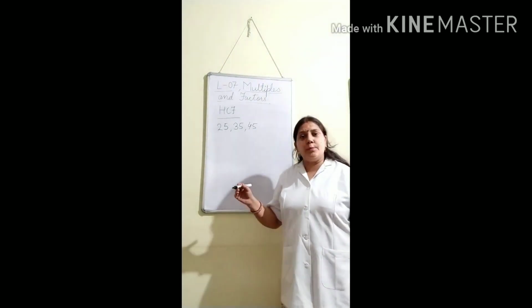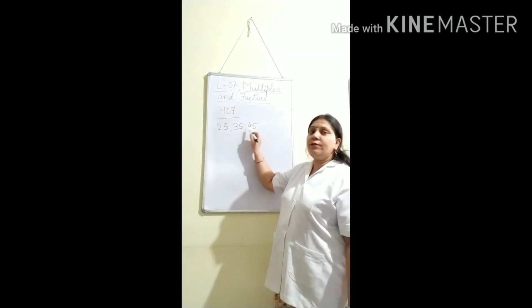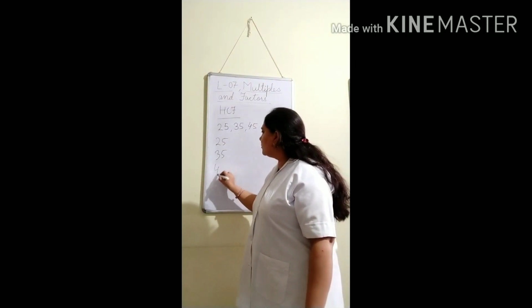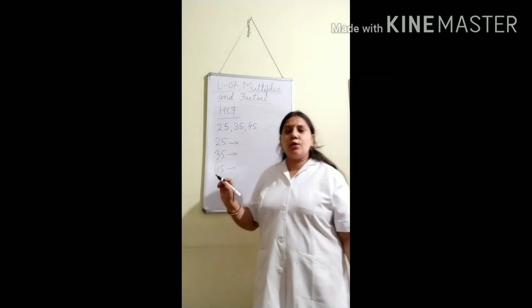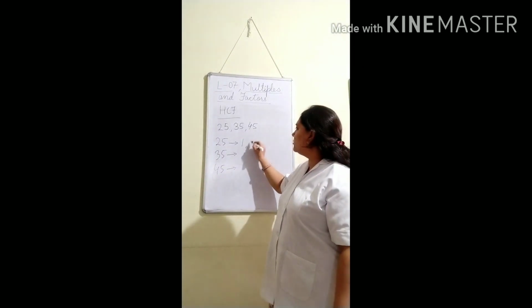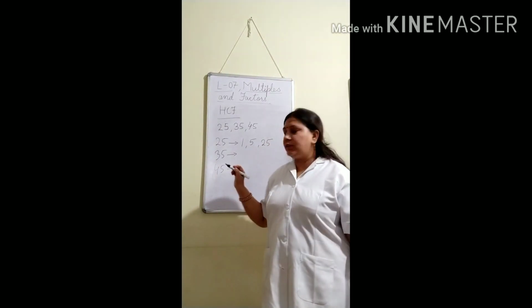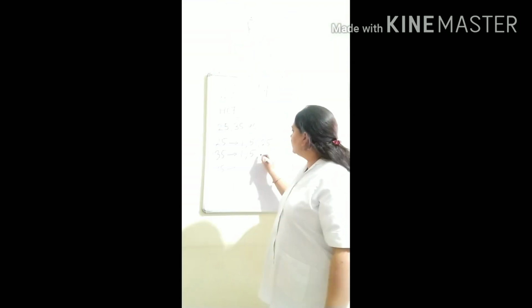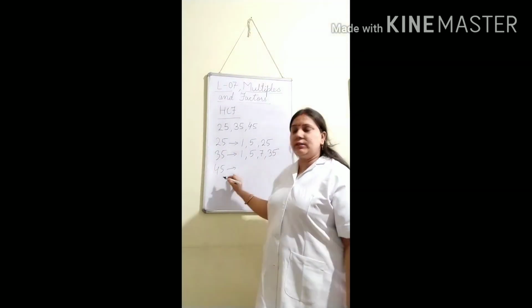Now see one more example of HCF. We take here three numbers 25, 35 and 45. We write the factors of 25, 35 and 45 here. Factors of 25 are 1, 5 and 25. Now see the factors of 35. 1, 5, 7 and 35.